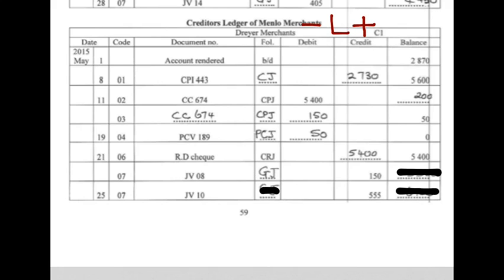Then there's a journal voucher. Journal vouchers come from the general journal, 150 Rand. So 150 Rand is also added onto the account, which makes my account now 5,550. Then there's another journal voucher on the 25th, also coming from the general journal, for 555 Rand, and that's probably because it's in the increasing column. In the credit column, I can assume that this is interest that was added onto my overdue account. So that brings my current balance to 6,105 Rand.